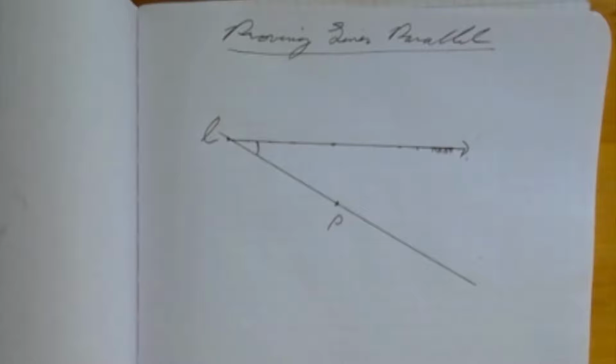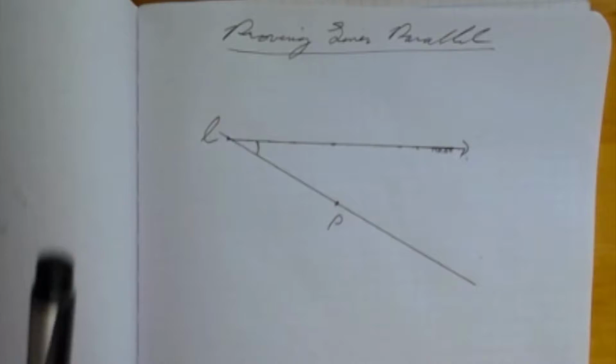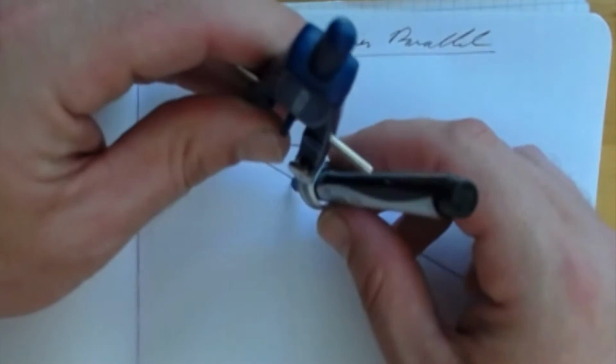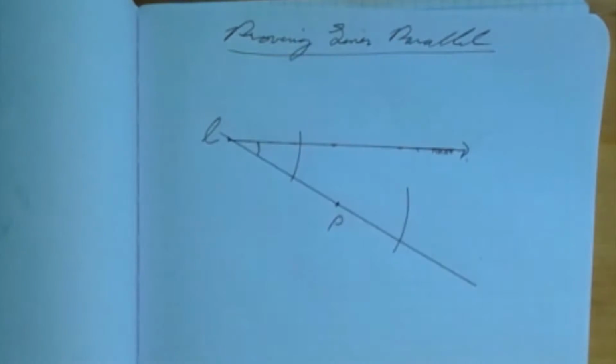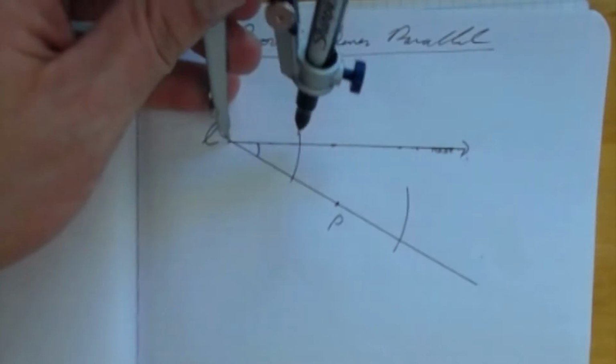What I'm actually going to be using is the converse to the corresponding angle theorem. In all of the theorems that we talked about in the last class, there are converses to these particular theorems. So instead of given two parallel lines, we start with given two congruent angles. So I took a distance from here and that same distance from P.